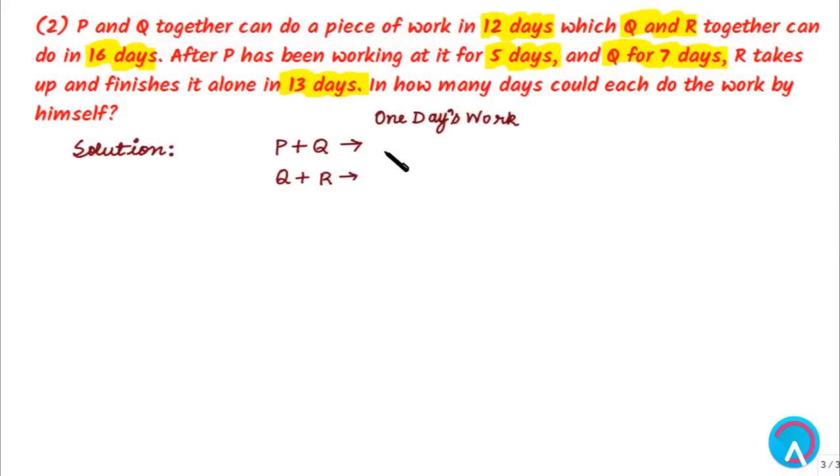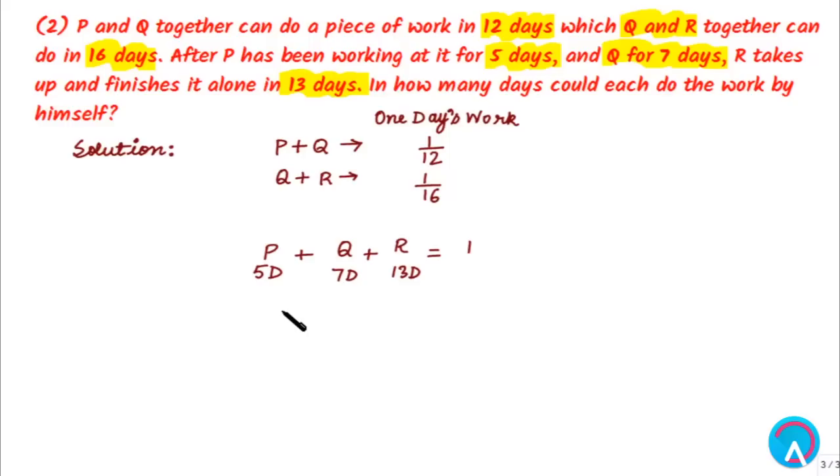So P plus Q's one day work here will be 1 by 12, as it is given they can finish the work in 12 days. And Q and R's one day work will be 1 by 16th of the total work. So according to the question, P's 5 days work plus Q's 7 days work plus R's 13 days work is equal to 1 work.